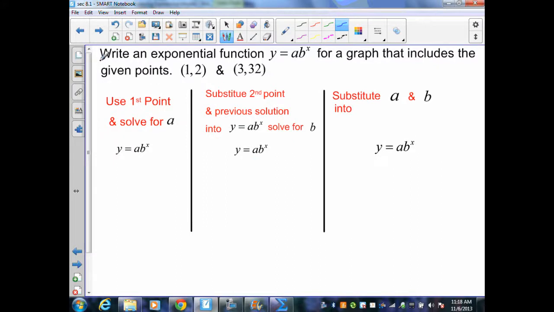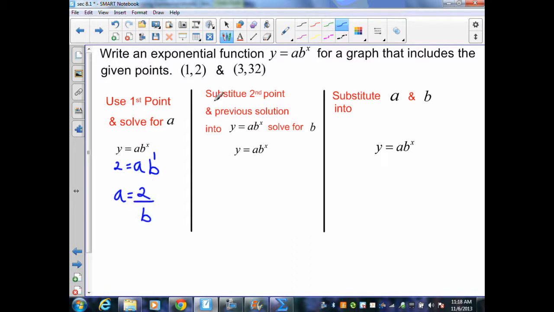Similar example, I want to write an exponential function, y equals a b to the x, for a graph that includes the given points, which are (1, 2) and (3, 32). The procedure is given to us. I want to use the first point and solve for a from my exponential function. So I have y, which I know to be 2 from my first point, equals a, b, and x is 1. I want to solve for a, so I'm going to divide by b on both sides. A equals 2 over b.